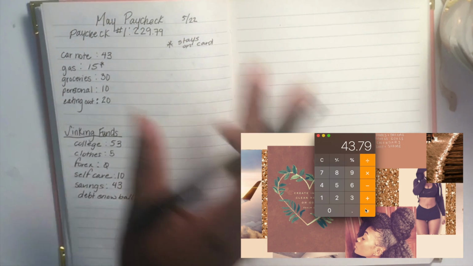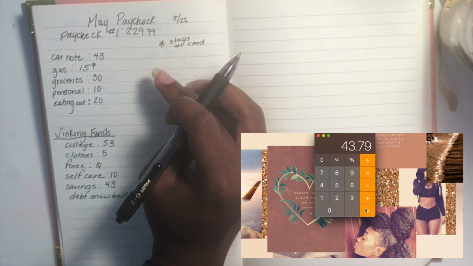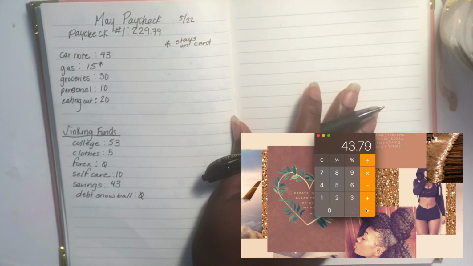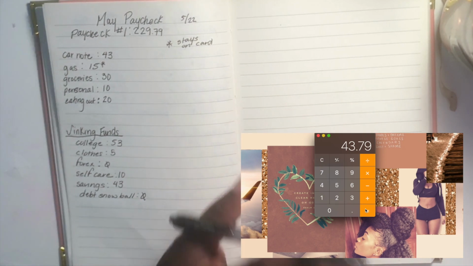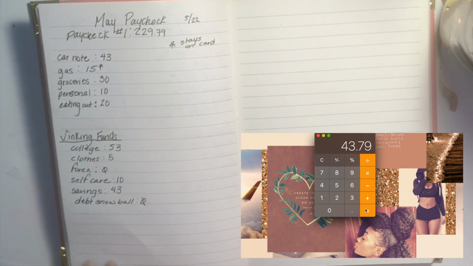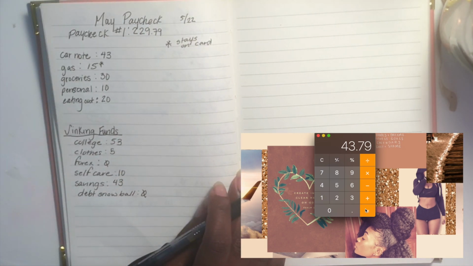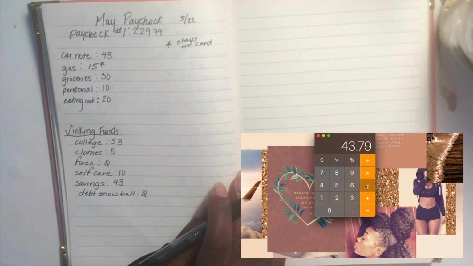Okay, so that extra 79 cents, this is a zero-based budget, so you want to use everything, like all of your check, you want the amount to be zero, but that 79 cents is just going to stay in my account, and yeah, it's just gonna stay in there. So really we're at zero, so I'm gonna take away that $43 and boom. All right, so now we have all of our money accounted for. Every dollar has a place.